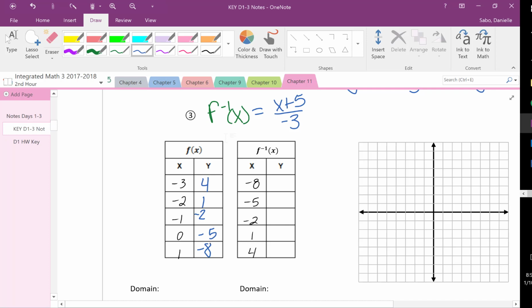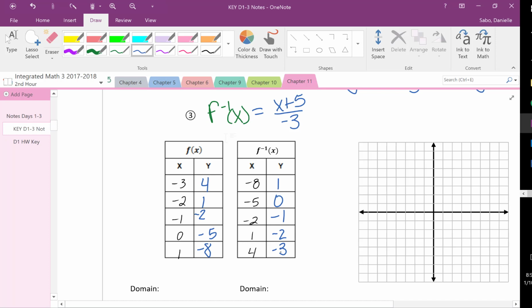Now remember the inverse one. It's the one that you just found. The inverse of our original function is x plus 5 over -3. What did you get for -8? 1. What about -5? 0. What about -2? Anyone else other than Jenna? 1? No one else? You should have gotten -2 and -3.